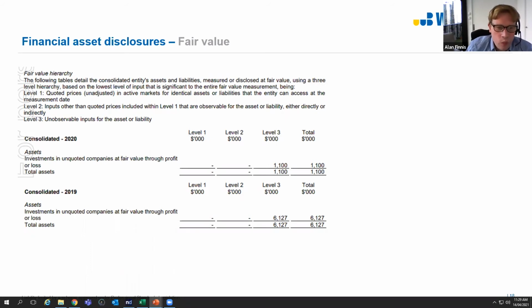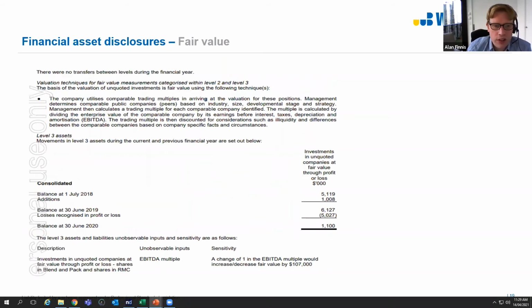Effectively, when we do have level 3, we do have these additional disclosures that we need to put in. Basically, this valuation was done using an EBITDA multiple. So the real area of judgment here is what EBITDA multiple we should use for this company. Obviously, we can calculate what the EBITDA was based on the results of that business, but just working out what the trading multiple should be, and we've put some disclosure there in the bullet point.